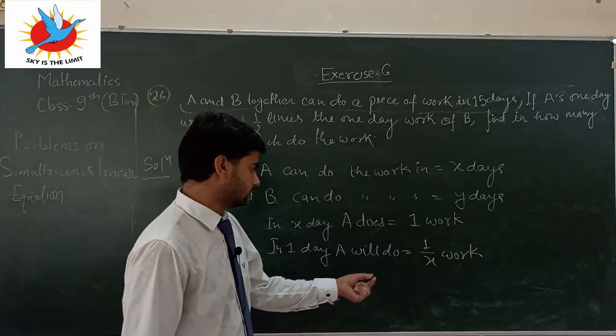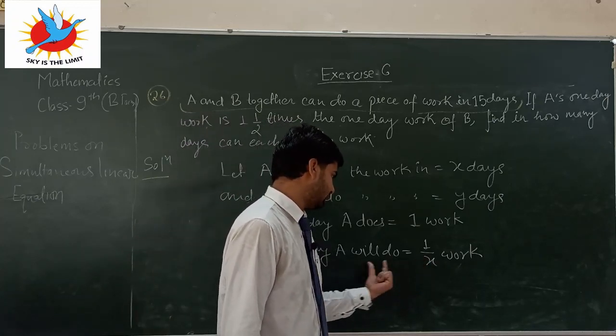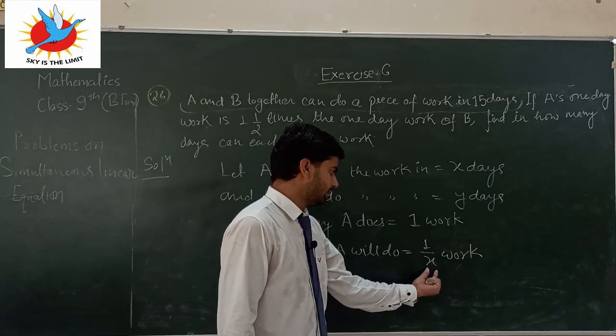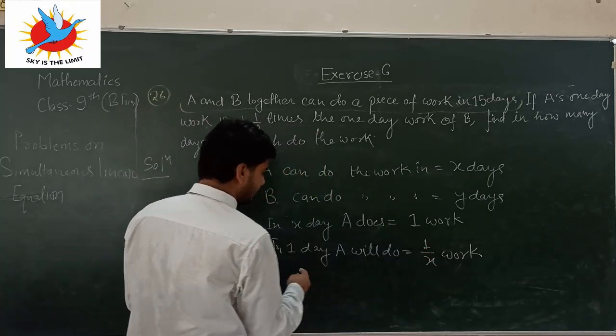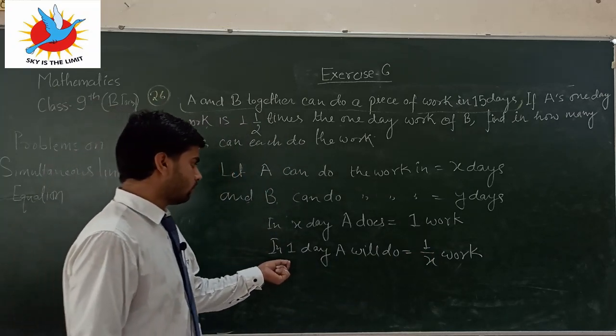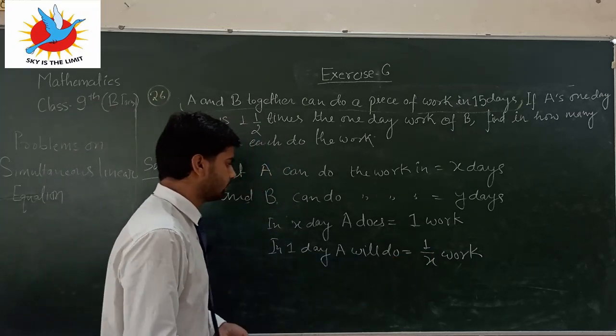Okay, so if we give X number of days to A, the total work will become 1 by X into X, that is 1 work. So that work will finish in X number of days. So here we calculated the 1 day work of A, and that work is 1 by X.